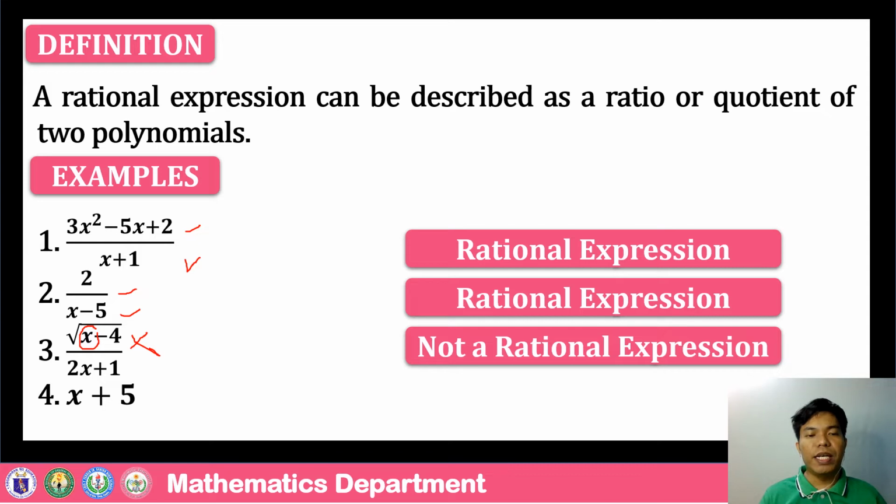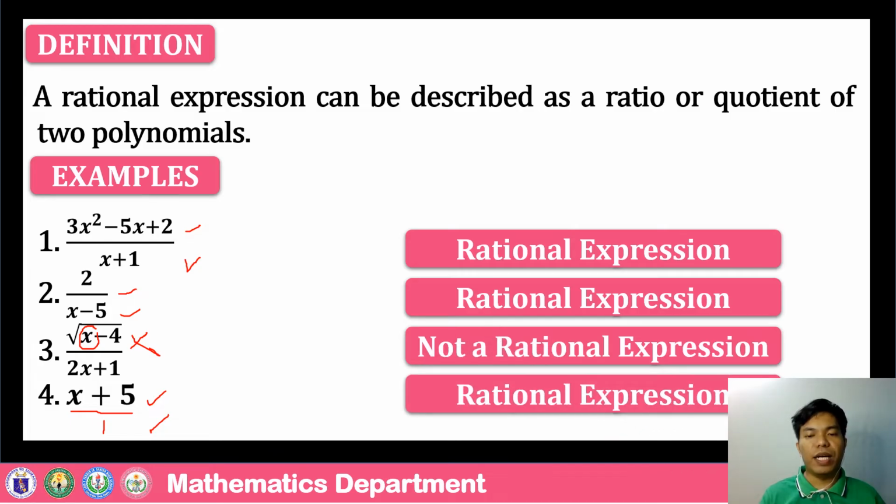For number 4, x plus 5. Now, notice that we don't have a denominator here, but this is understood that we have a denominator which is 1. And take note that x plus 5 is a polynomial and 1 is also considered as a polynomial. So therefore, we consider this one as a rational expression.